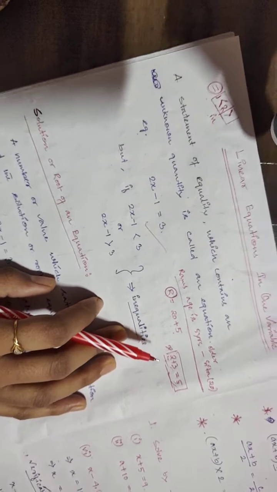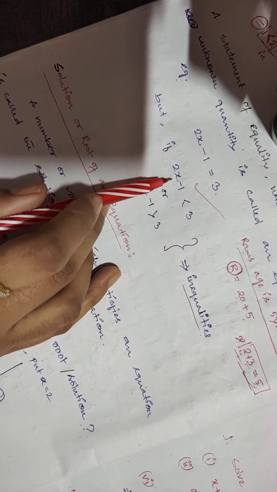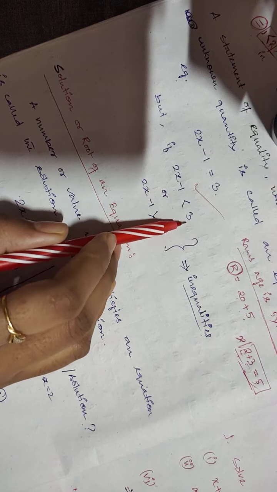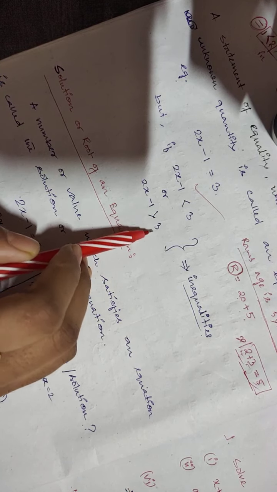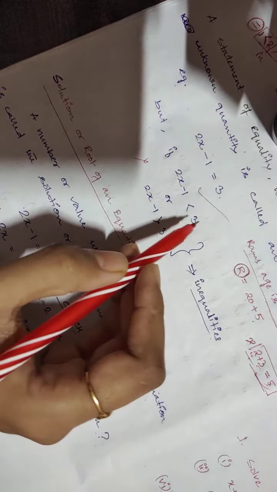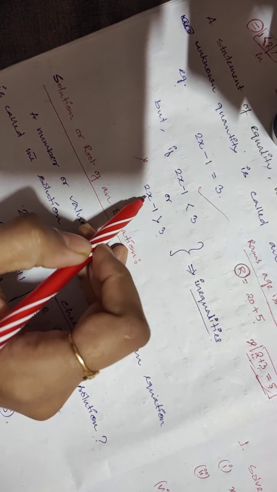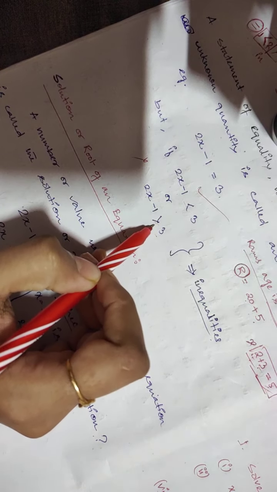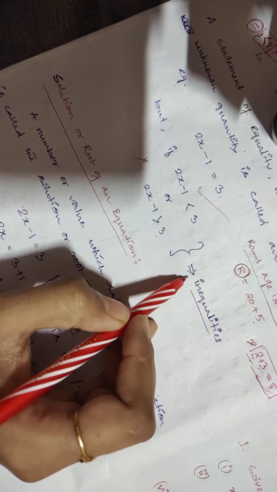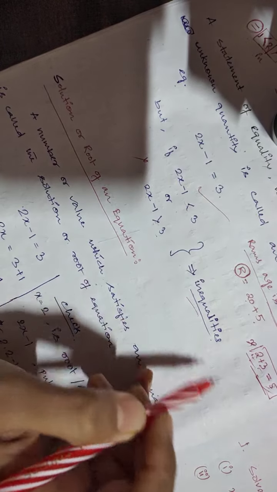But suppose it is given in this form, 2x minus 1 less than 3 or 2x minus 1 greater than 3, these are all not equations. Why? Though a variable is there, one unknown quantity is there, equal to is not there in these two cases. So this is not an equation. These are all inequalities.